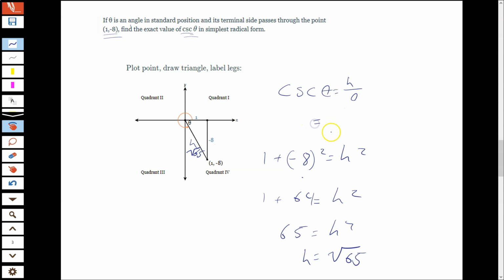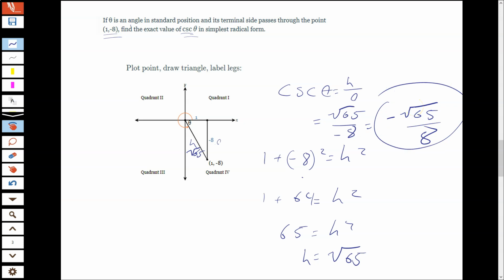So cosecant of theta is going to be hypotenuse, root 65, over opposite, which is -8. Okay, so that is my solution. I want to write it just a little bit nicer. I'm going to write the negative either on top or in front of the fraction, just because it makes it a little bit clearer. So that's my solution, and that's exactly what you typed in Delta Math.